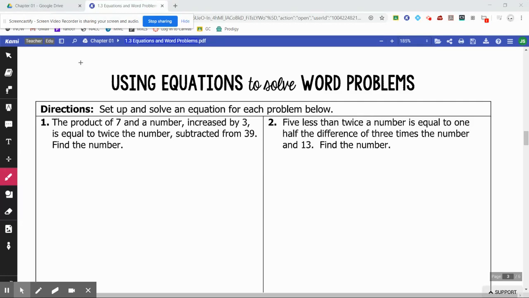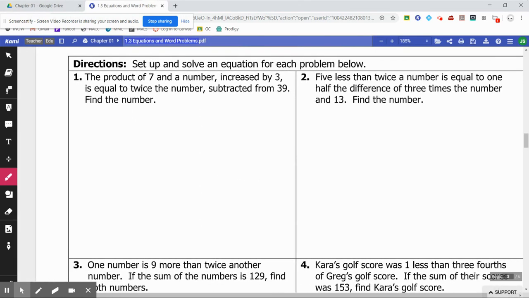Okay, we're going to practice using equations by working with some word problems and to remind you about what certain words in the English language mean mathematically. So let's work through some of these.